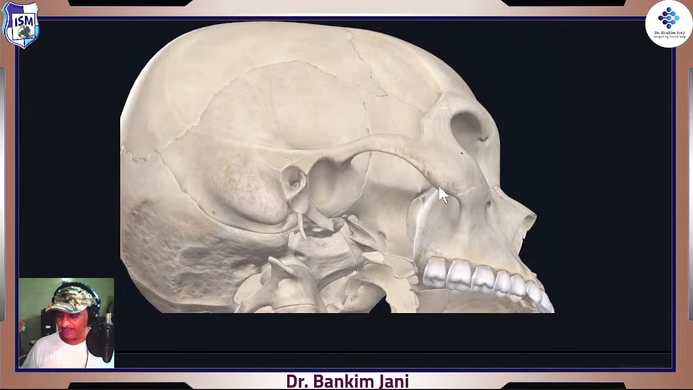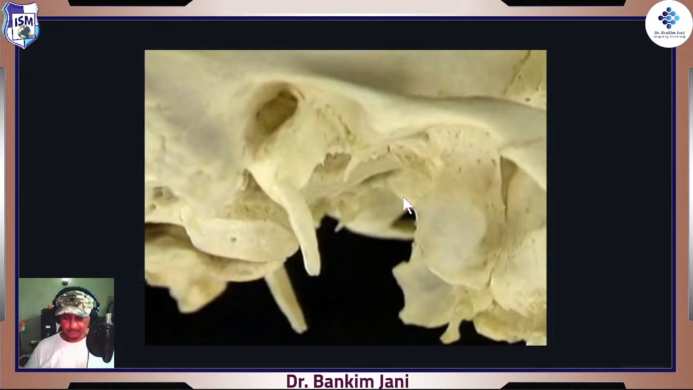Just for revision, so you know the structures. This would be the TM joint, Pterygomandibular joint, and that is the Zygomatic Arch. That is the external auditory meatus, styloid process. This is the mastoid process. Infratemporal, temporal fossa, and this is the temporal line, all known to you. So that is for revision.